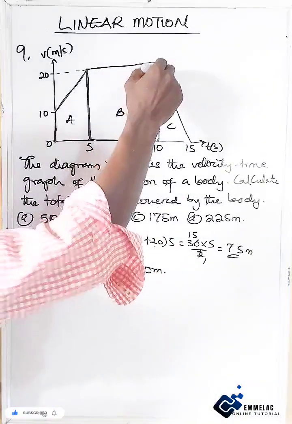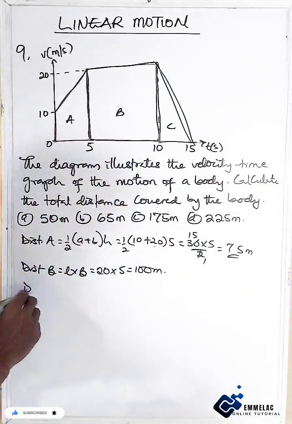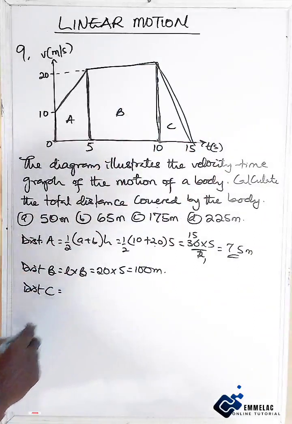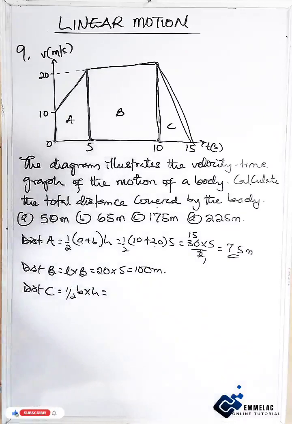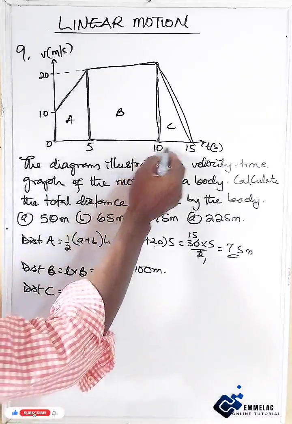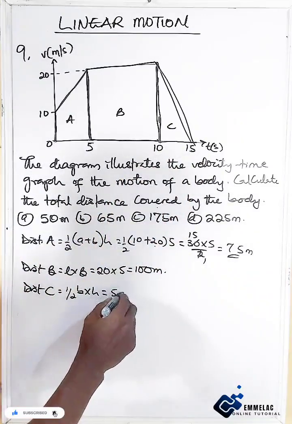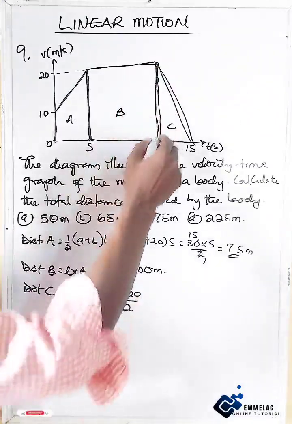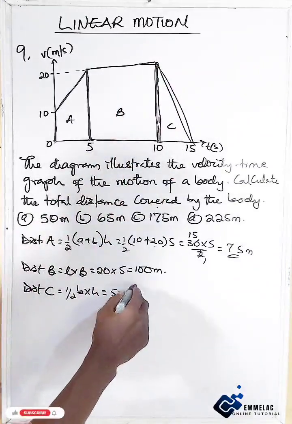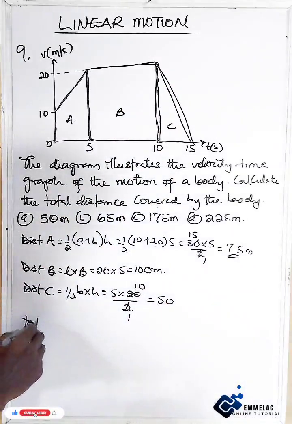Now the last one, which is C, forms a triangle. Distance covered in C, you have half base times height. Now the base here is 5, because 15 minus 10 is 5, times 20 all over 2, that is the height. So 2 here 1, 2 here 10, so here you have 50.